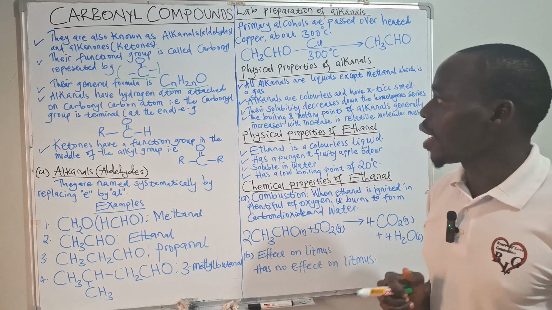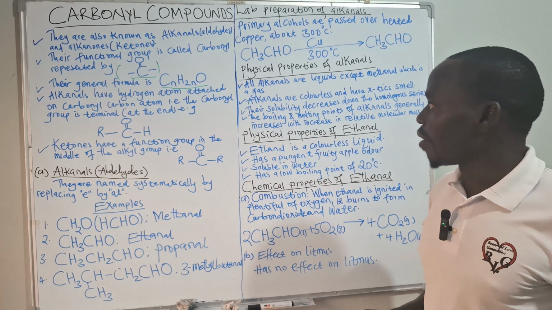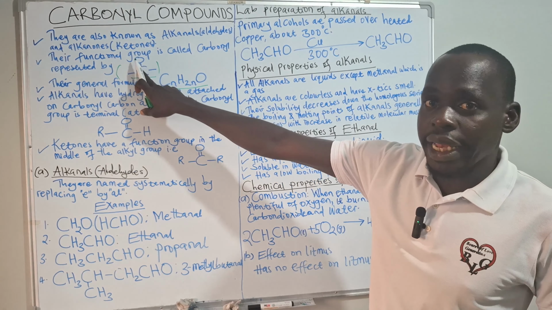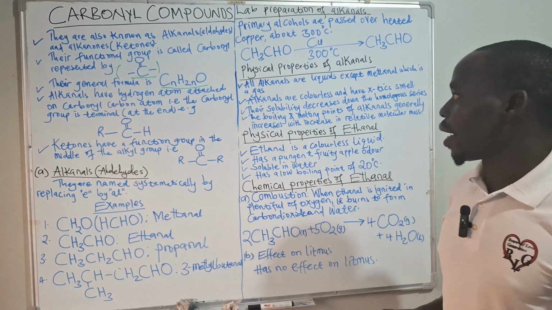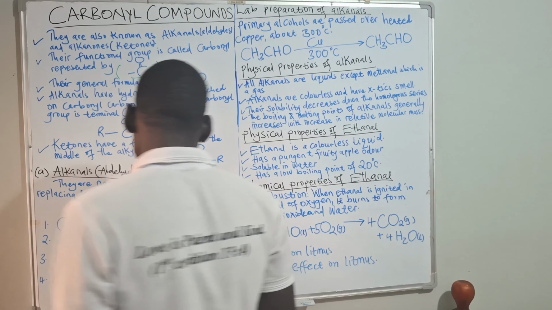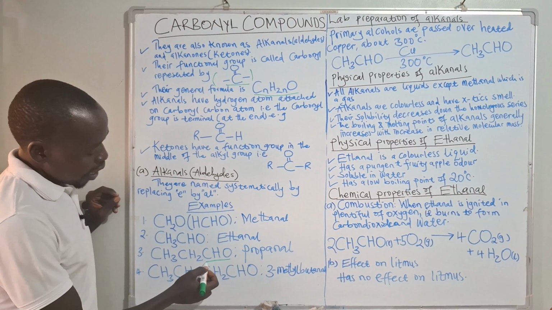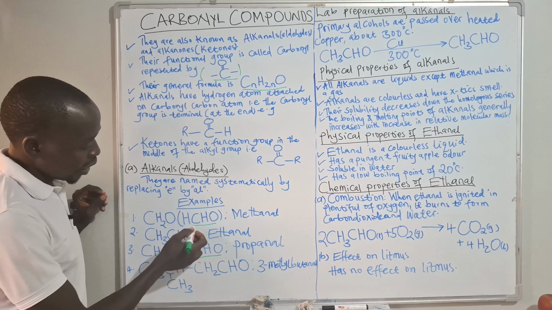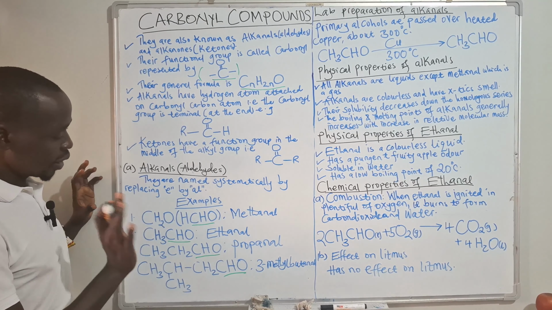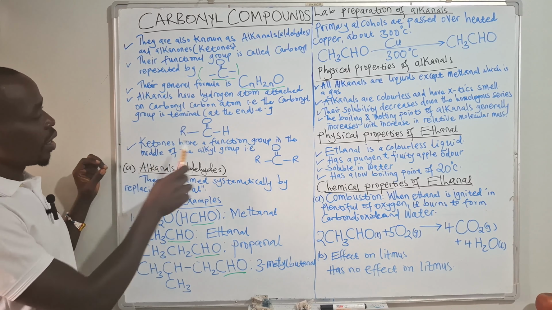Then these alkanals, they have a hydrogen atom attached on the carbon atom. This is what we call the carbonyl carbon atom. And the carbonyl group is terminal. So that means when you look at these alkanal examples, you will see that the carbonyl functional group is terminal, just at the end. When you get it in the middle, then that one is something different.